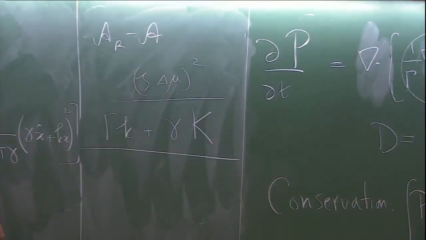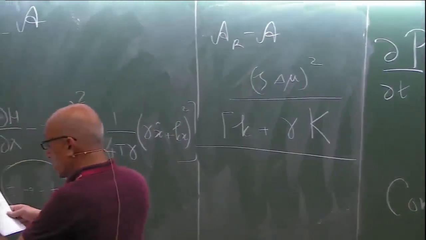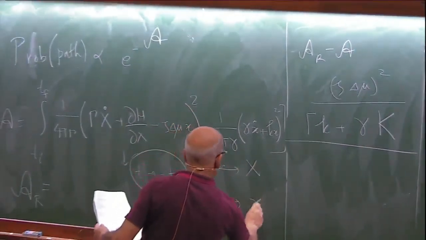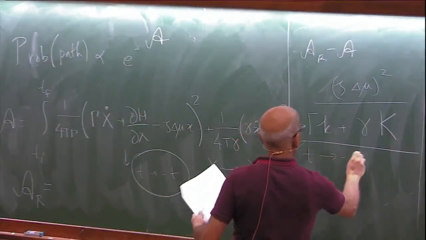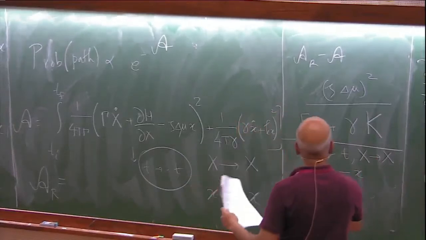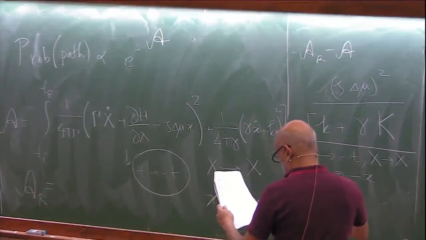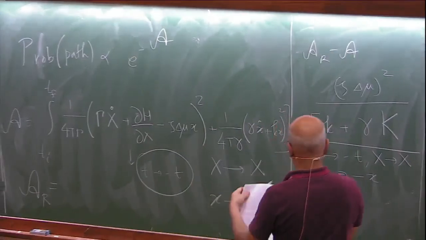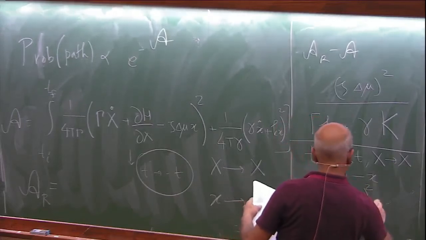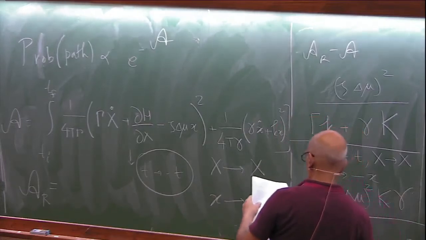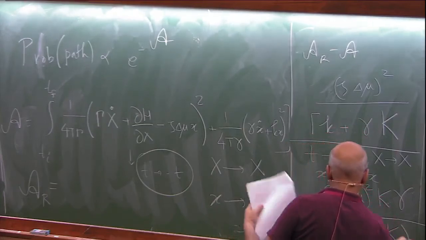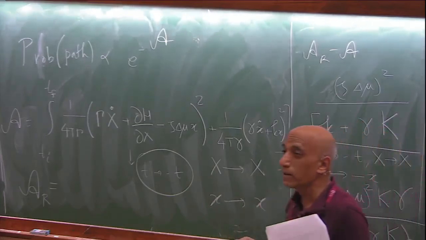This is if you do t to minus t and you don't reverse, but if you do t to minus t, x to x, and little x to minus little x, you get a different result. And why is this interesting?